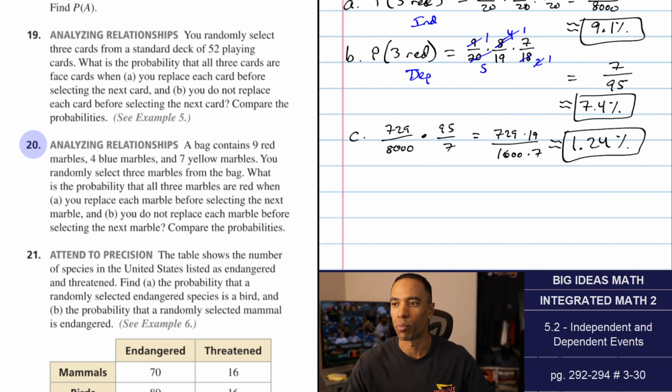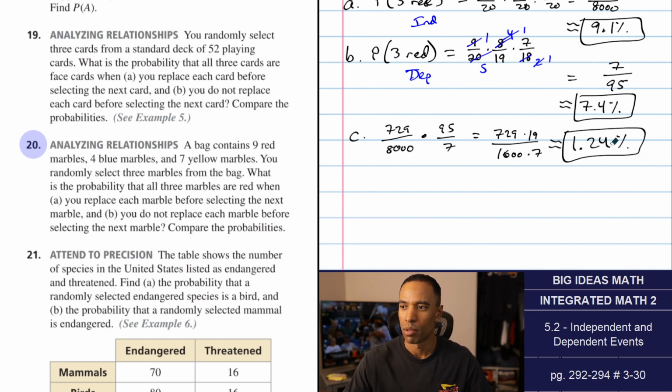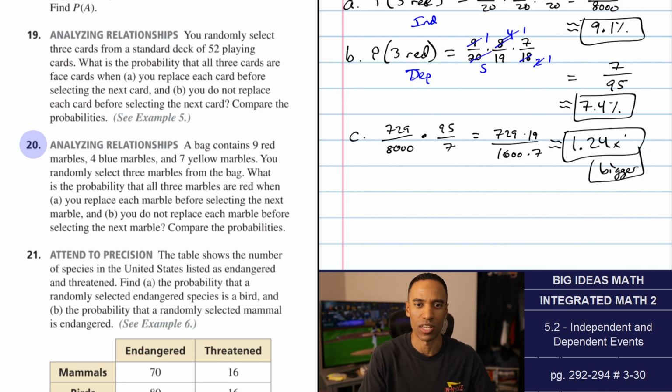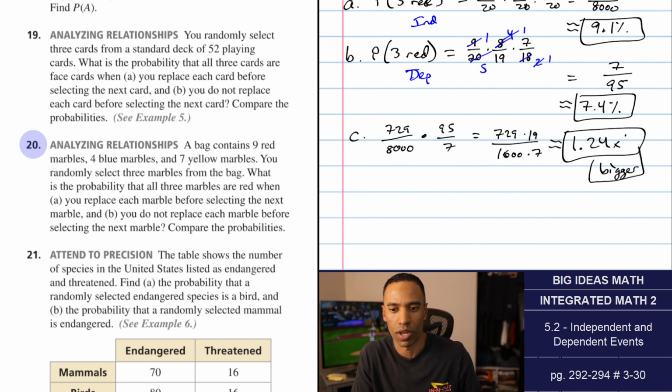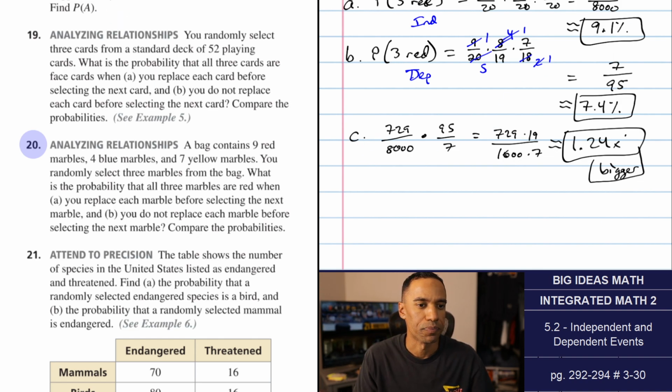Oh, not 1.24%. 1.24 times bigger. So very close to the previous answer that we just had. 1.23 on one, 1.24 on the other. Okay, let's go to number 21.